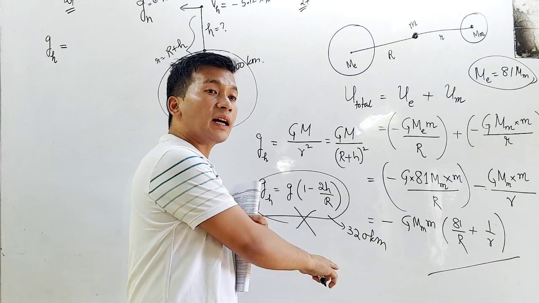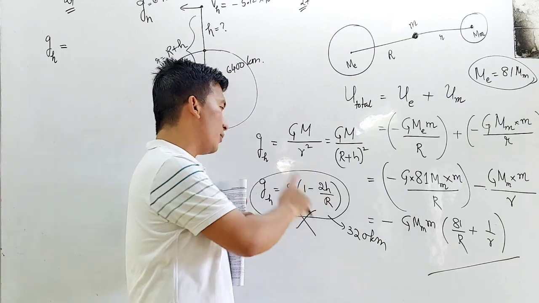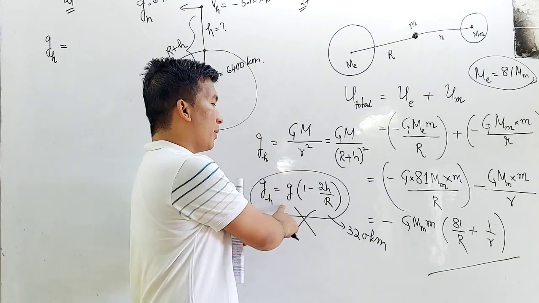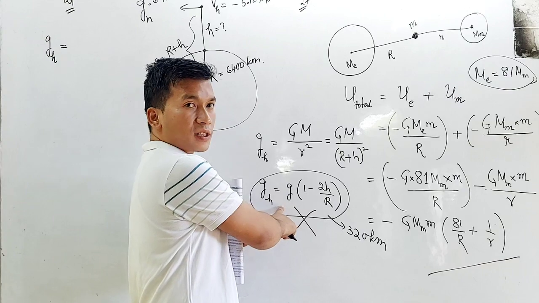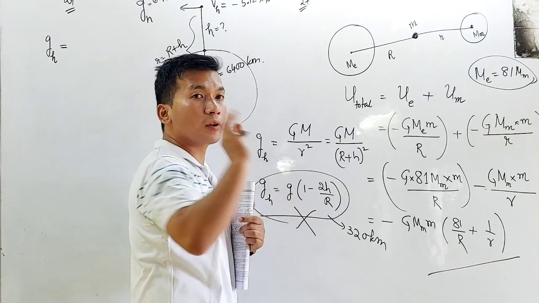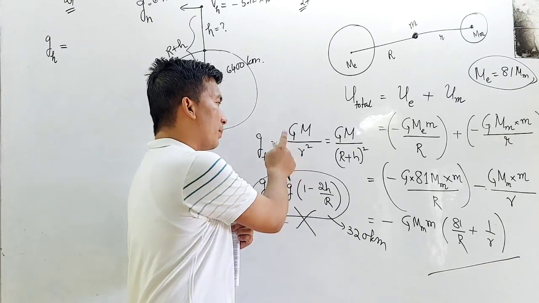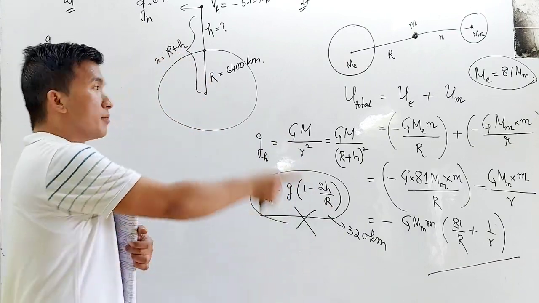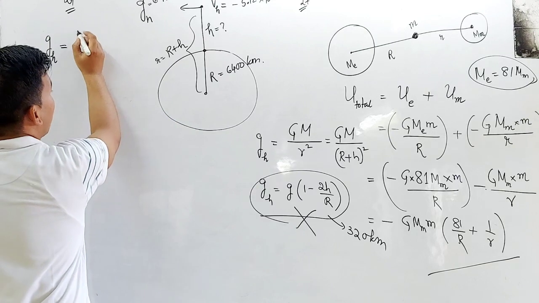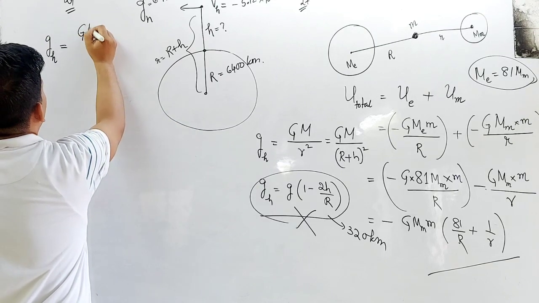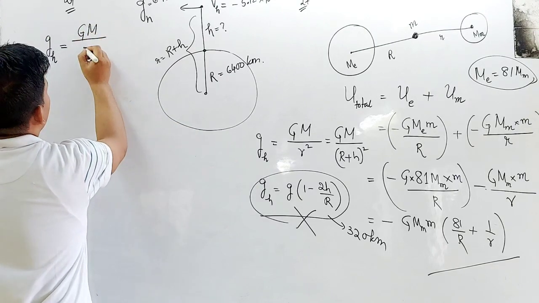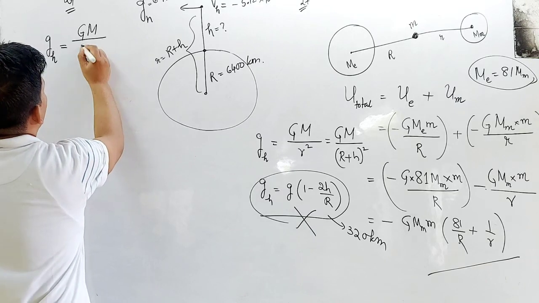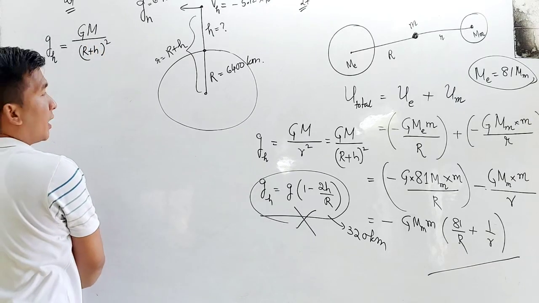320 kilometer... if you go just by remembering only this, you will not get your answer. You have to apply this, very simple. g will be equal to capital G capital M divided by (r plus h) whole square. And what will be the value?